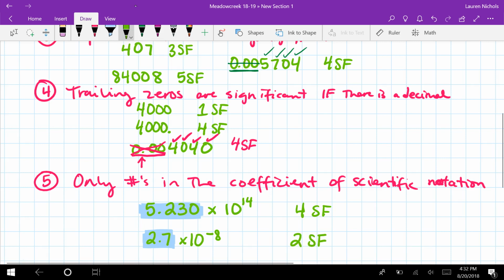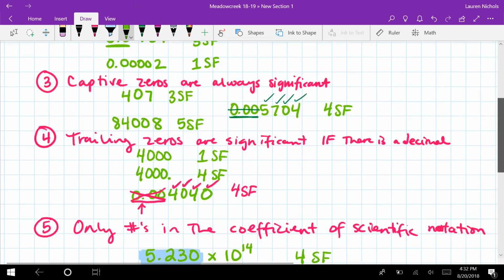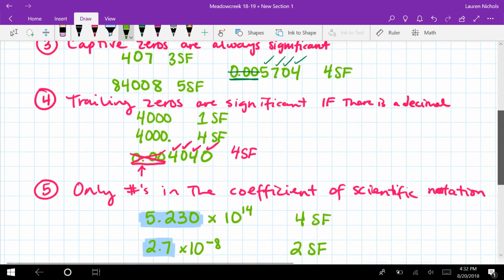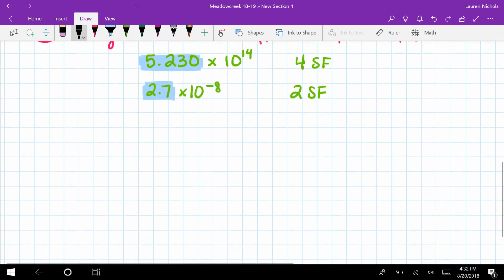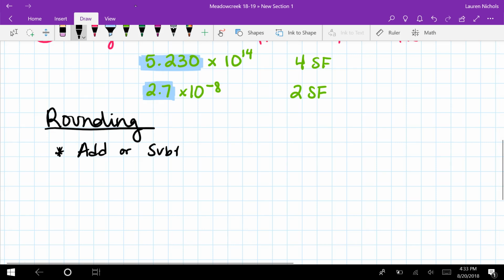Okay, so these are the main rules of how you know if a number is significant, and these rules, okay, these are the rules that tell us how to round. Okay, so when we're dealing with rounding, which is included under these significant figures rules, we need to look at what type of operation we're doing. So we could either add or subtract. Okay, that's one of them. Or we could be multiplying or dividing.